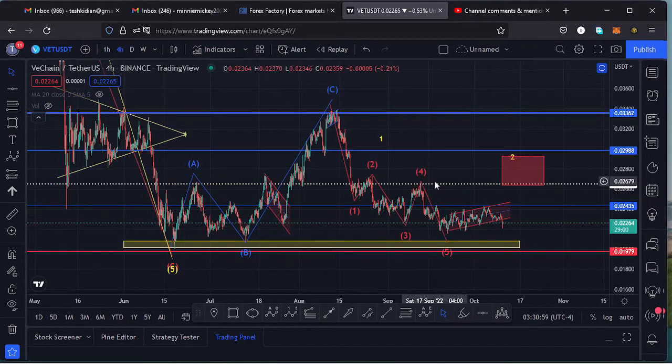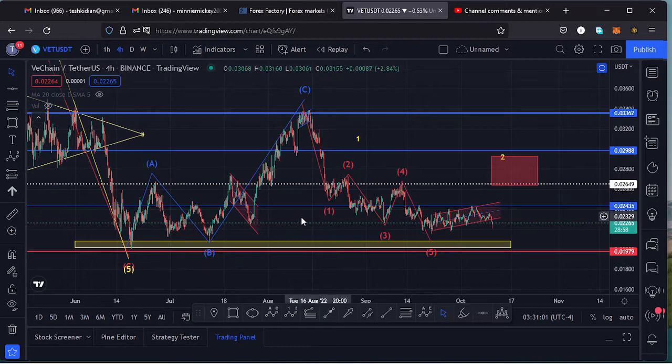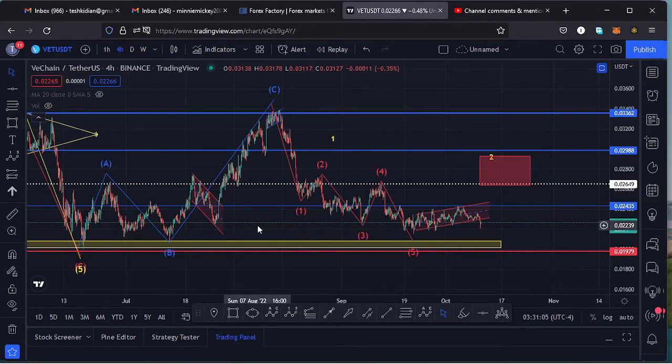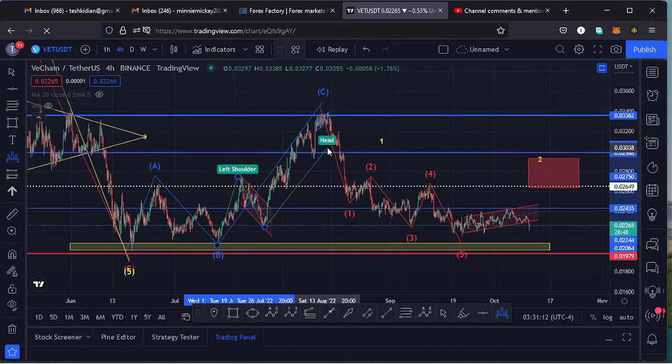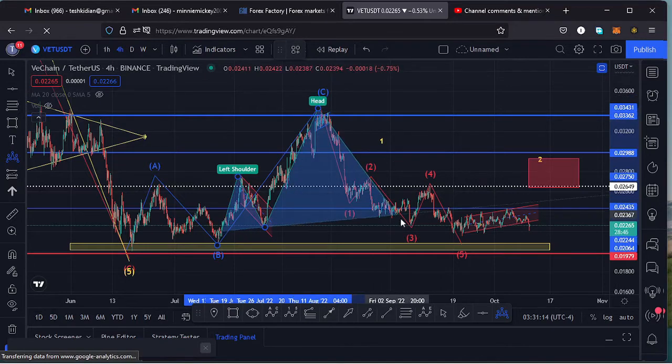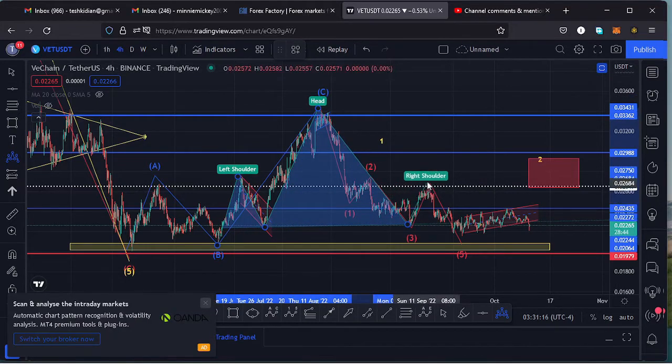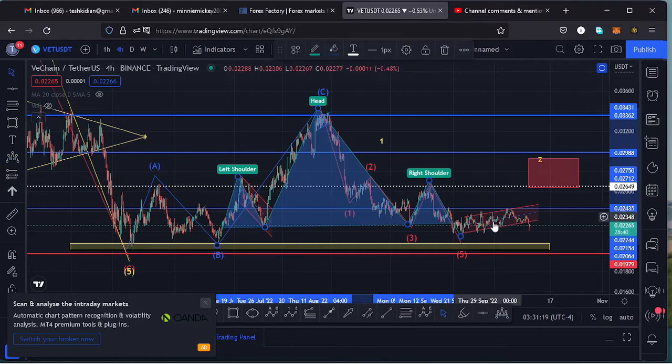Also, looking at this chart from a wider point of view, we can see the formation of a chart pattern right here, which is a head and shoulders pattern, having this as the left shoulder of that head and shoulders pattern. Then we have the head right here, then we have seen the formation of a neckline, then we have seen the right shoulder, then we have seen a bit of a consolidation over here.